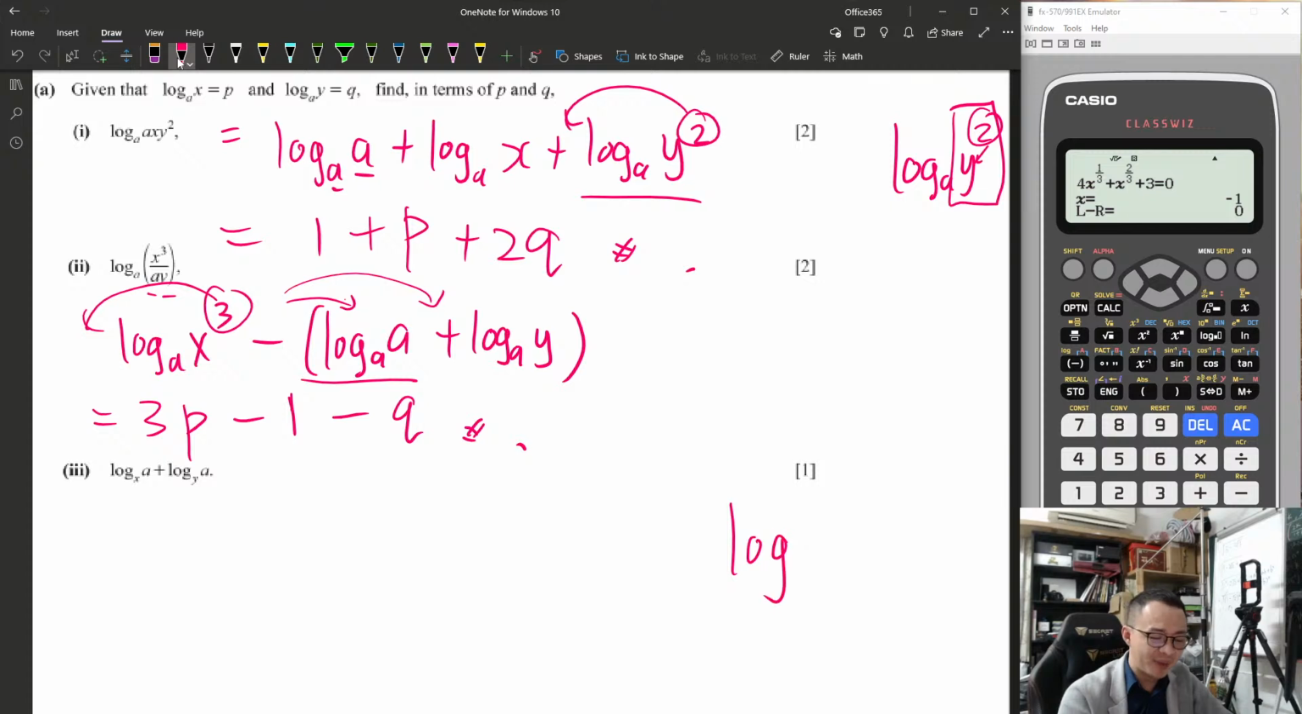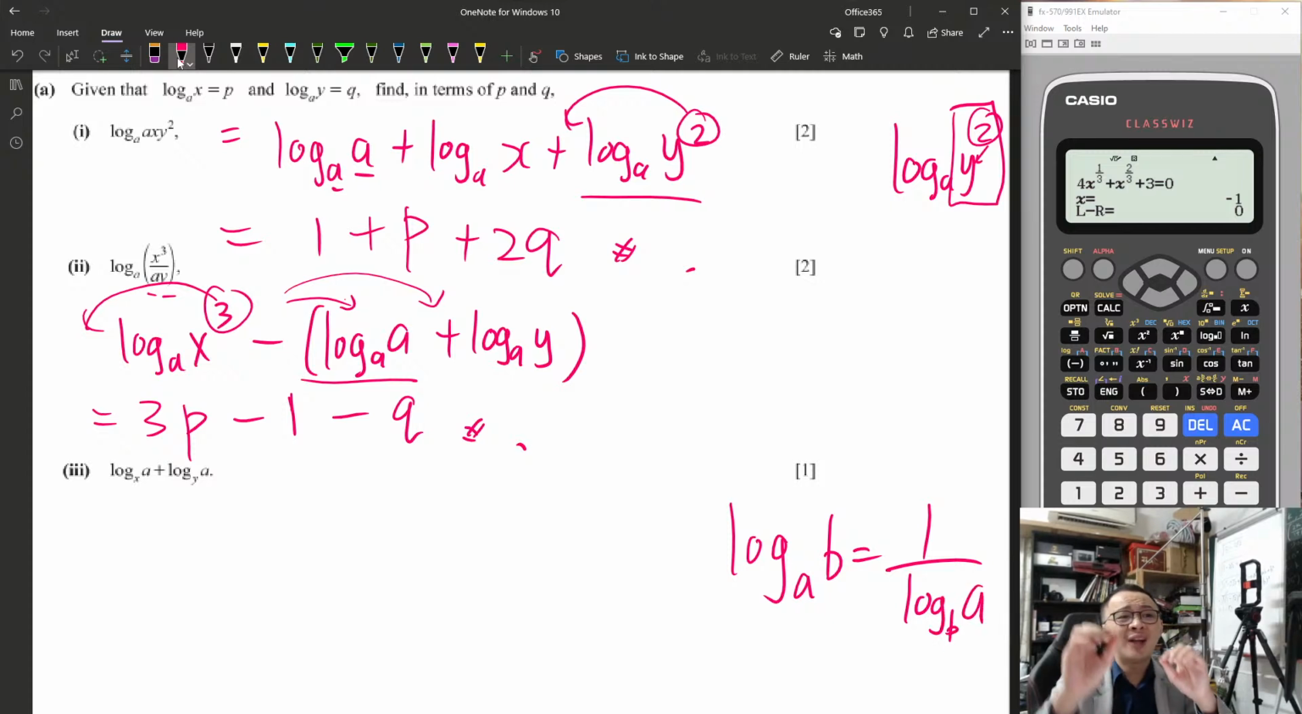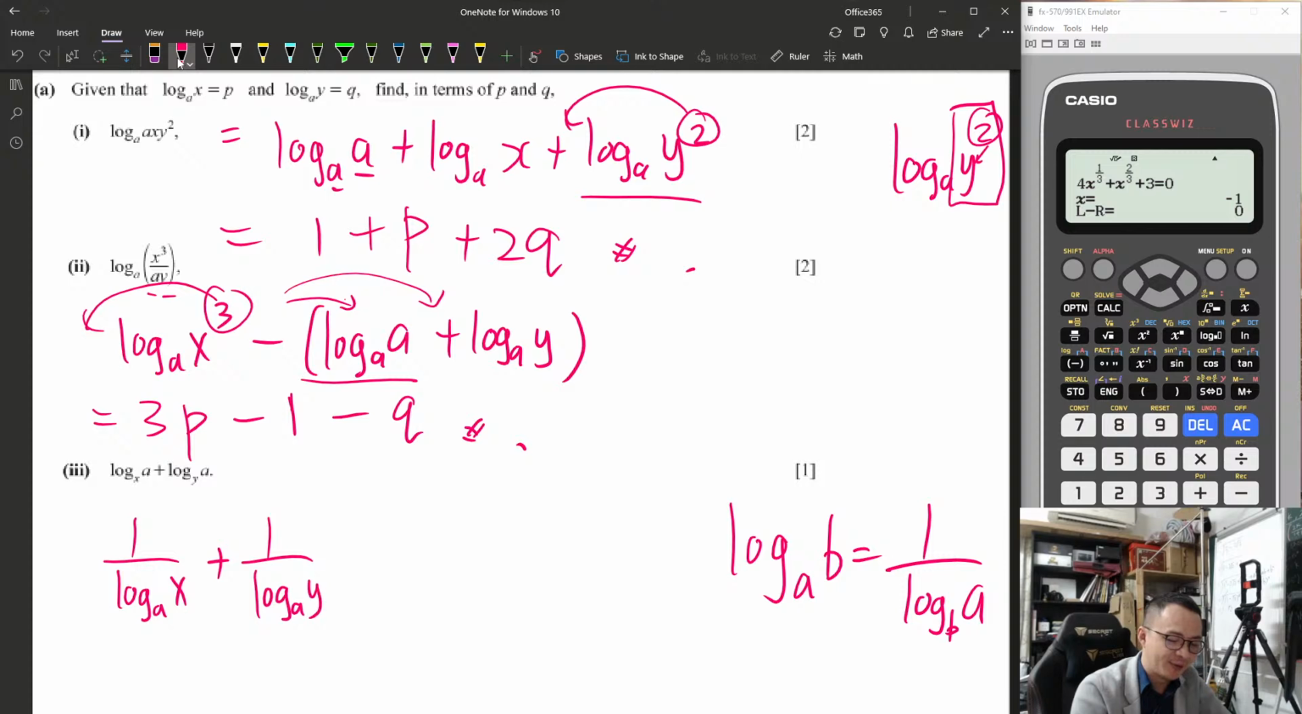Okay, this one you will need to change base. I teach you a simple change base method, which is log_a b equals 1 over log_b a. Basically, if you want to swap place between the base number and the number, you just add a 1 over. You can see log base a of b becomes 1 over log base b of a. If you understand this concept, this question will be the bonus mark for you, because this is 1 over log_a x plus 1 over log_a y, which is 1 over p plus 1 over q.